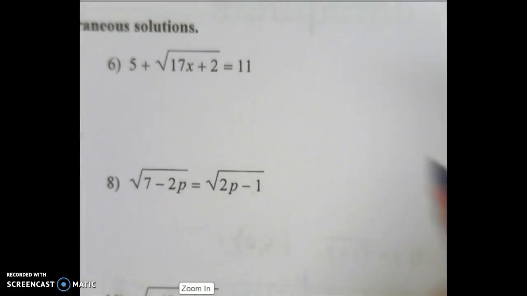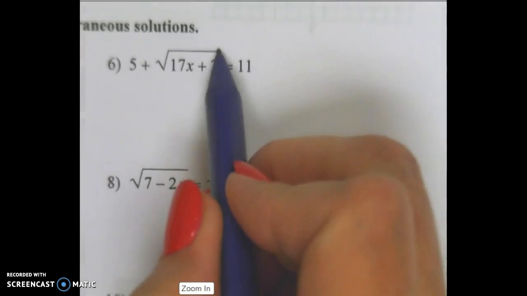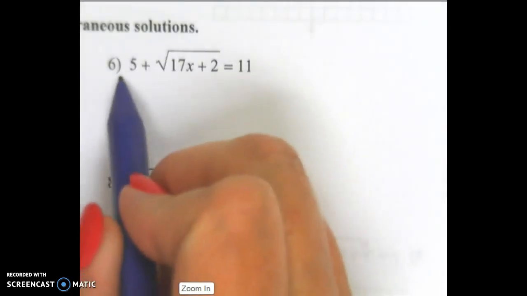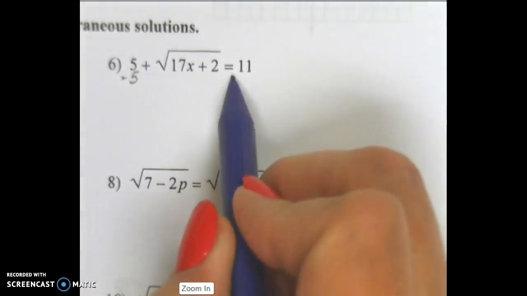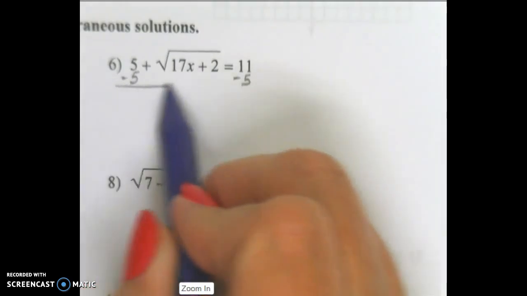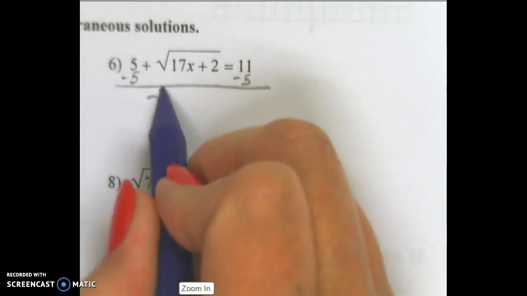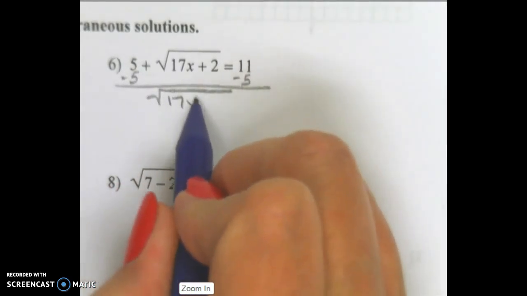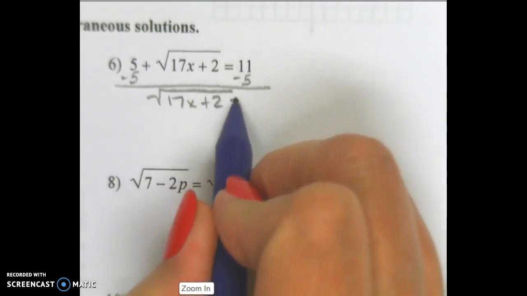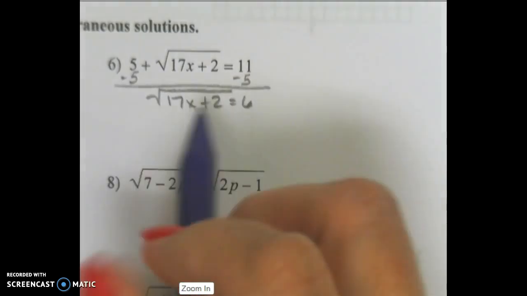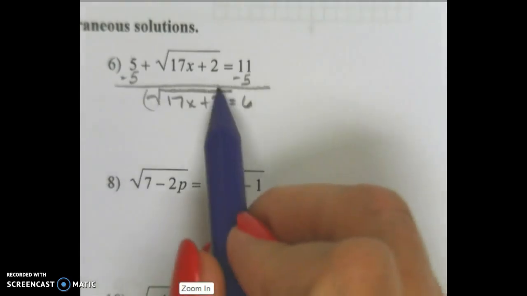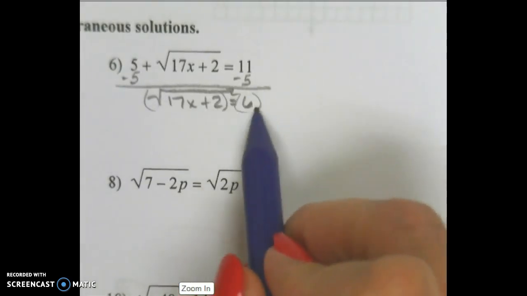Again, I've got one radical. It needs to be by itself, so I need to subtract my 5. So I get the square root of 17x plus 2 equals 6. To get rid of the square root, I must square both sides.